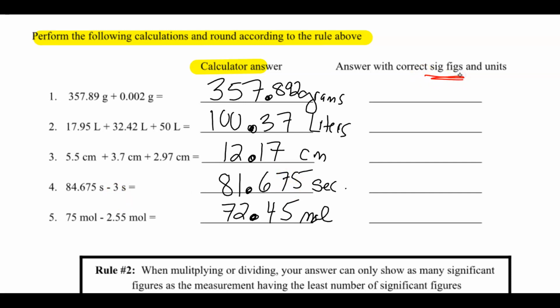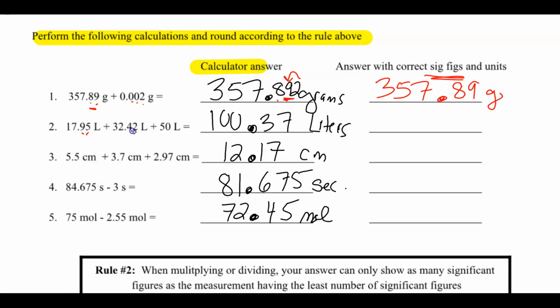Remember, we're keeping the least number of decimal places. So let's look at number 1. 2 decimals, 3 decimals. That means we've got to go to 2 decimal places. So 1, 2, the 9 is what we're rounding to. Look to the right. Can the 2 round that 9 up? Nope, it's going to stay the same. So our correctly rounded sig fig answer is 357.89 g for grams.